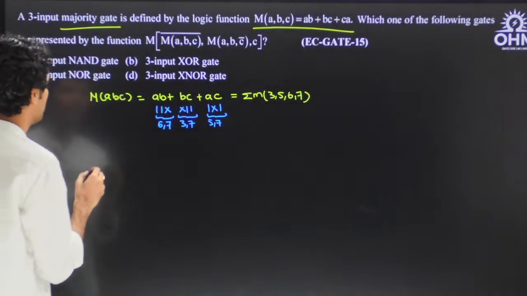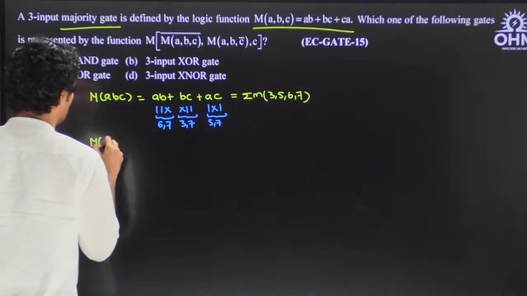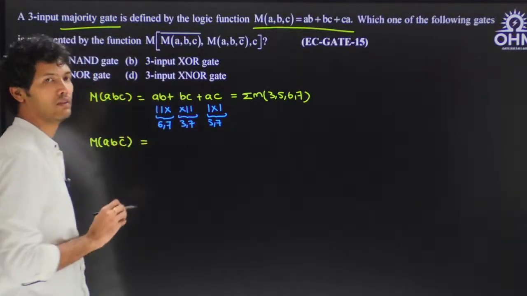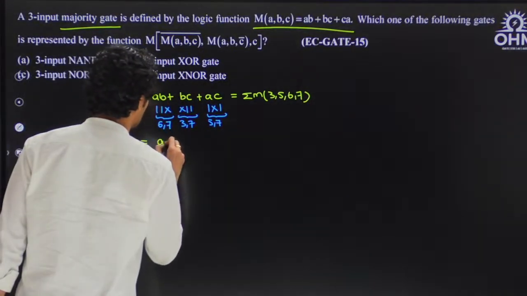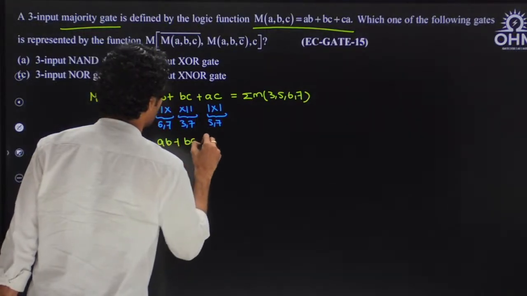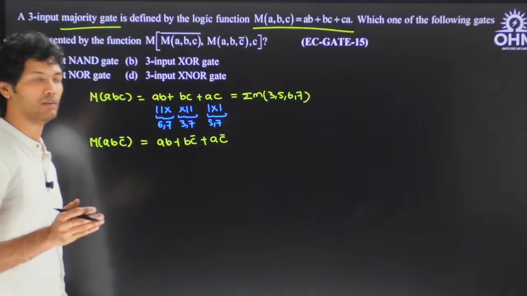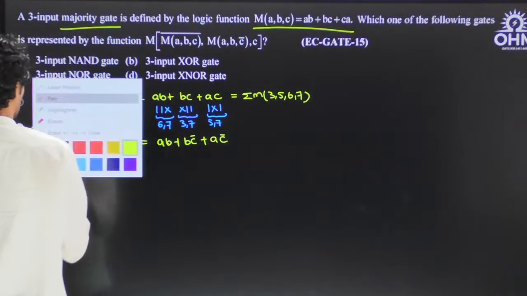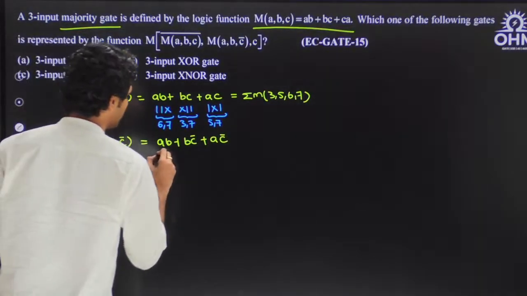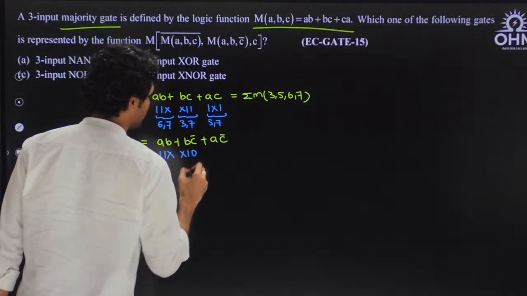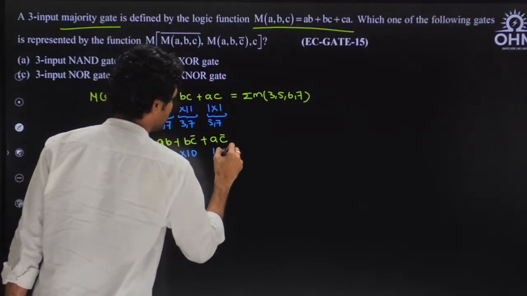Next we have M of A, B, C bar. All I am doing is replacing C with C bar. So what will be that expression? AB plus BC plus AC. Only thing is C is complemented, so AB plus BC bar plus AC bar. Again write this in terms of minterms. When you write this in terms of minterms, we get 1, 1, x, and this is x, 1, 0, and this is 1, x, 0.